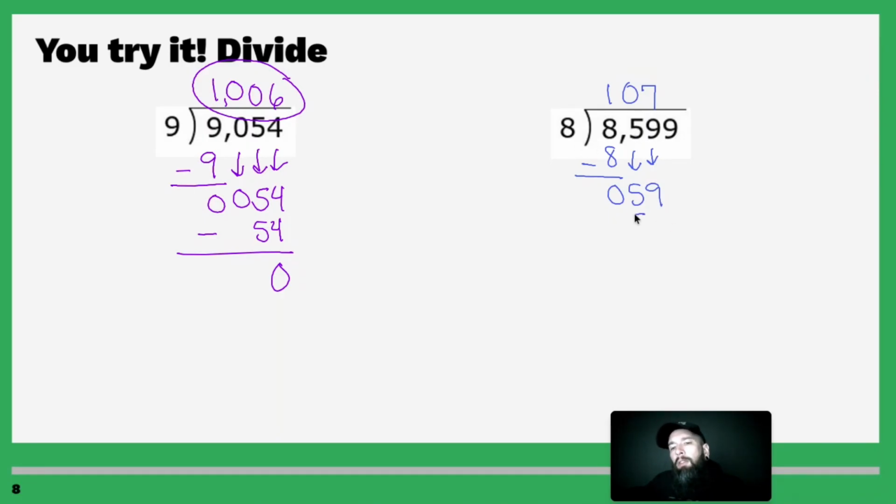7 times 8 is 56. Subtract. 9 minus 6 is 3. 5 minus 5 is nothing. We get 3. Drop down the 9.